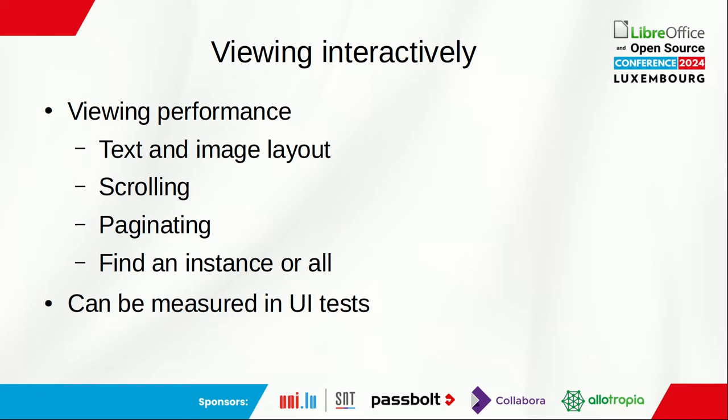Another area is viewing interactively. So viewing performance is very important for the users. And various measurements can be done here for text and image layout and rendering, and also for scrolling and pagination, and finding a word or phrase, or finding all the instances throughout the document. These are important measures of interactivity, and this is also something that can be measured in UI tests.